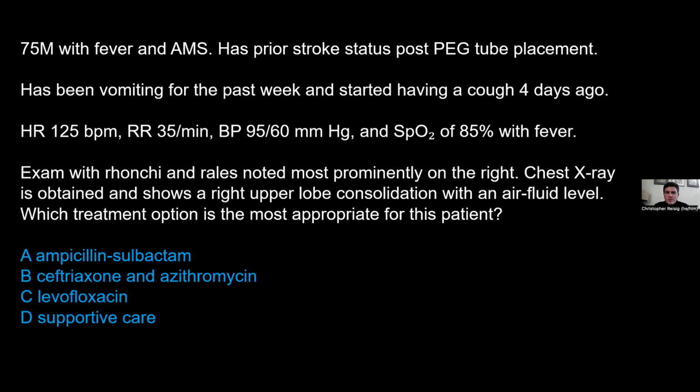75-year-old man, fever, altered mental status, has a PEG tube. You can kind of see where this is going already. They have respiratory symptoms. Their sat is pretty poor. They have a chest x-ray that shows a right upper lobe consolidation with an air fluid level, and they're asking you how you want to treat this person. So you're kind of getting a picture that this is probably some sort of aspiration-related pneumonia. And the question is, well, what do you need to treat with them?